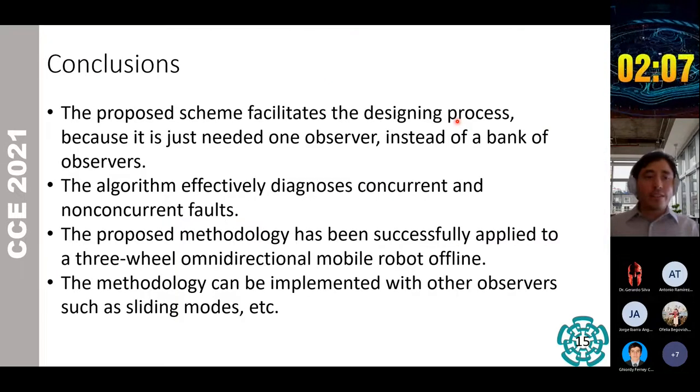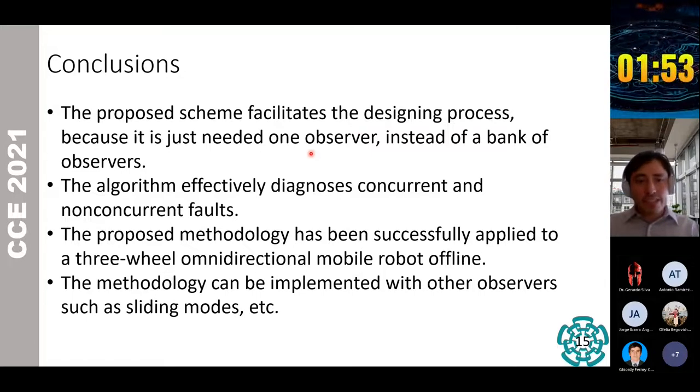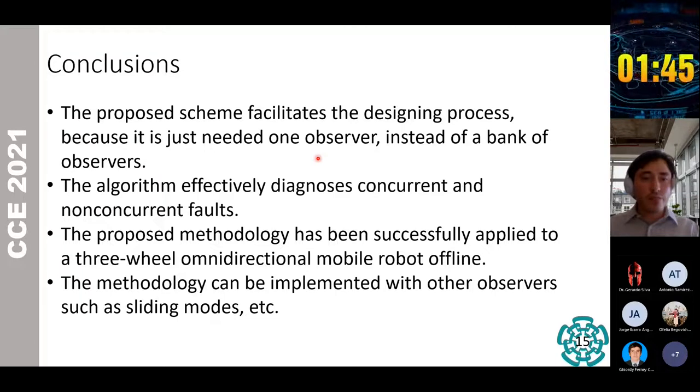And well, as conclusions, we have that the proposed scheme facilitates the designing process because it is just needed one observer instead of a bank of observers. The algorithm effectively diagnoses concurrent and non-concurrent faults. The proposed methodology has been successfully applied to a three-wheel omnidirectional mobile robot offline, and the methodology can be implemented with other observers, such as sliding modes, etc.